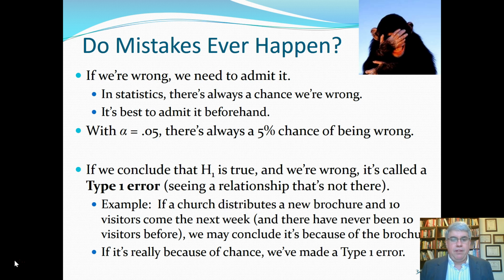When we set our alpha level to 0.05, that means that there's always a 5% chance of rejecting the null hypothesis when in actuality we just got our results by chance. So if we conclude that our main hypothesis is true, we've rejected the null hypothesis, and we're wrong, really the null hypothesis was true, this is called a type 1 error. It's seeing a relationship that's not really there.